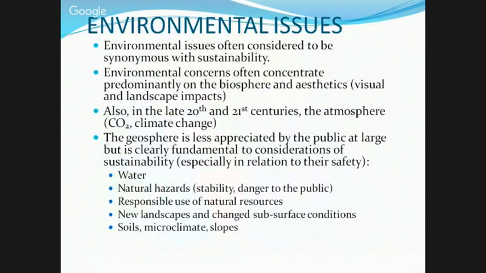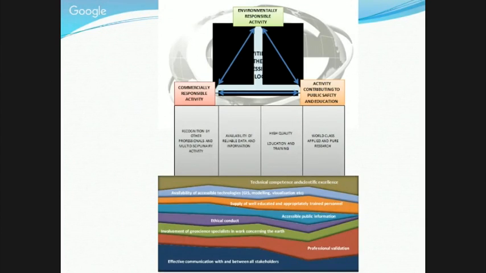Okay? So the various environmental issues which are of concern are basically the atmospheric gases and climate change. We have to see that water is available. We have to see that natural hazards are controlled. We have to see what is causing and responsible for depletion of the natural resources, and how our surface condition and landscape condition are changing. We have to take care of soils, microclimate and slopes, etc. So that is what we have to see, and here we say that this is sort of a balance.